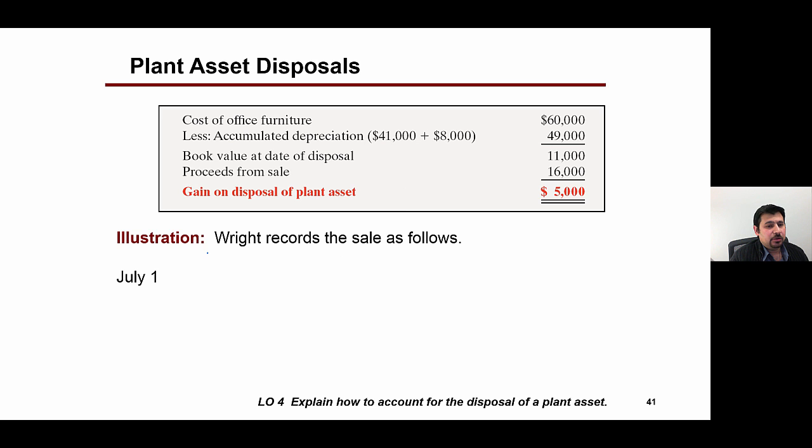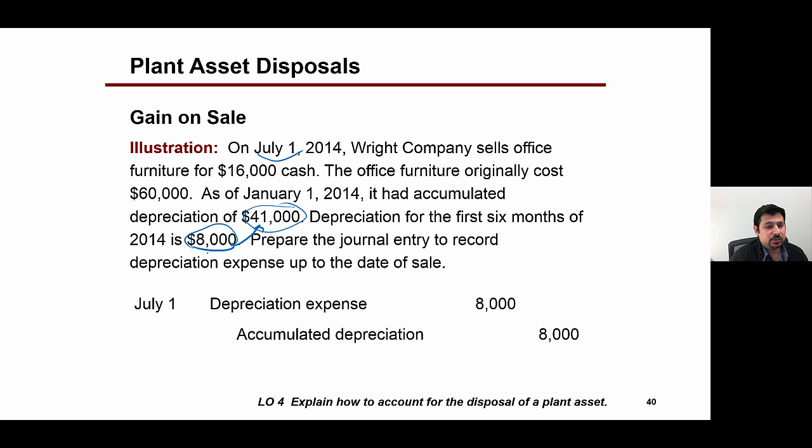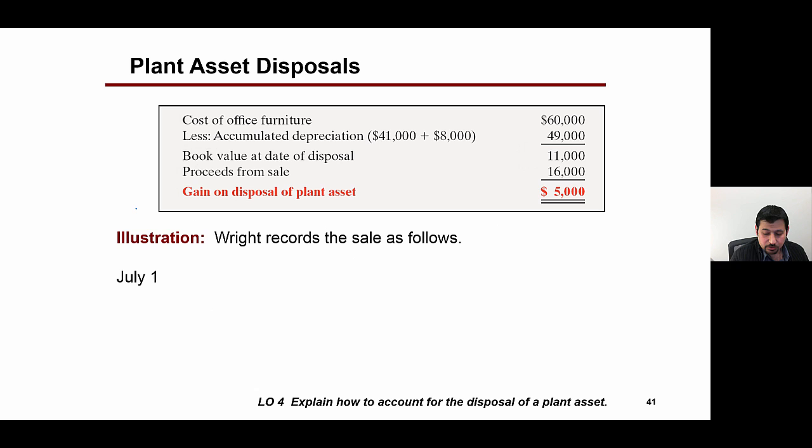Now what happens later on is to record the sale. The company will calculate the difference between the proceeds from the sale and the book value. The proceeds from the sale were 16,000. The company sold it for 16,000 in cash. The original cost was 60,000. So here the company will calculate the book value. It was 60,000, that was the cost. This is accumulated depreciation up to the date of sale.